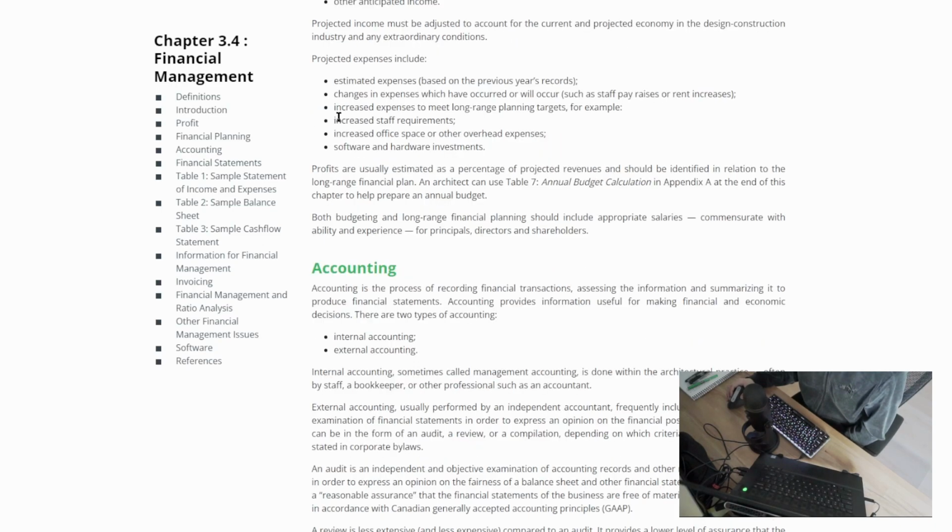Projected expenses include estimated expenses based on previous year's records, changes in expenses which have occurred or will occur, such as staff pay raises or rent increases, increased expenses to meet long-range planning targets, for example, increased staff requirements, increased office space or other overhead expenses, software and hardware investments.